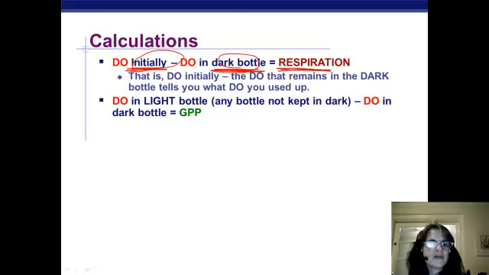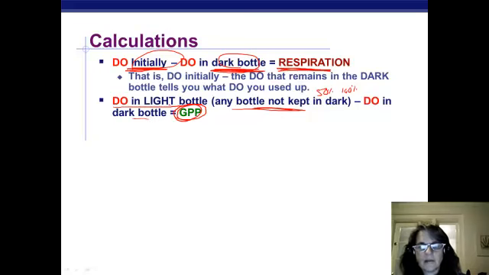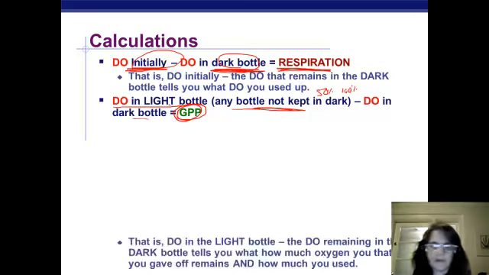Now, if we take the dissolved oxygen in a light bottle, that's any bottle not kept in the dark, whether it's the 50% bottle or the 100% bottle, we're just going to call those the light bottles. The dissolved oxygen in the light bottle minus that in the dark bottle gives us the gross primary productivity. So light minus dark gives us gross primary productivity.